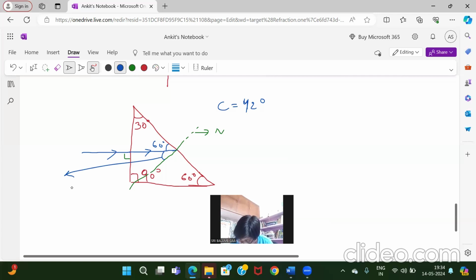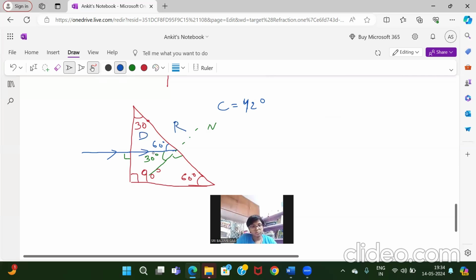Tell me. 100. 45, sir. Forget 45. How is it 45? This is 90, normal. Total is 90. This is 90. This is 90. How much is this? 30. Very nice. This is 30 degree. This is normal. Light is going from denser to rarer.